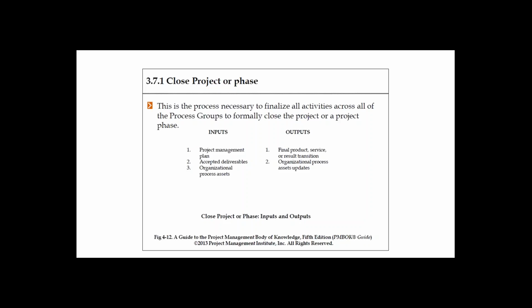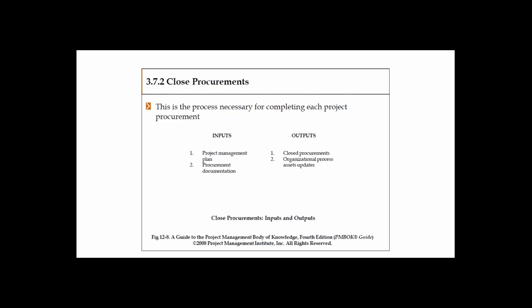Close procurements is the process necessary for completing each project procurement. Inputs are the project management plan and procurement documentation. Outputs are closed procurements and organization process asset updates. Like I said, this is the process necessary for completing each project procurement. There may be 100 procurements, so you need to close each and every one. Close procurement should happen for each and every procurement. So procurement documentation and the project management plan are the inputs, and you have closed procurements and OPA updates.